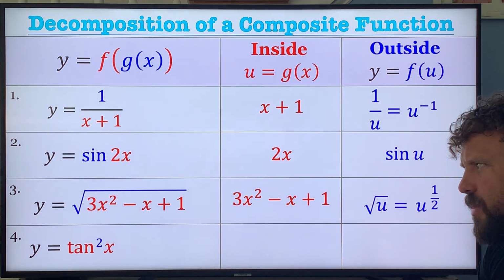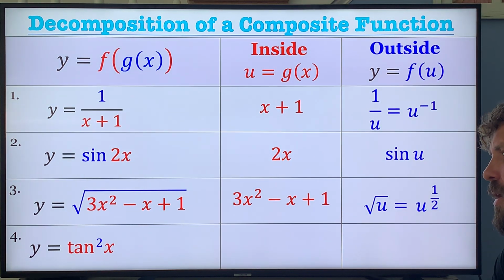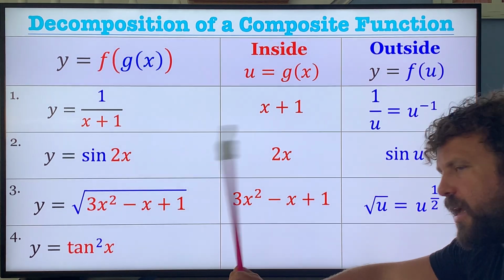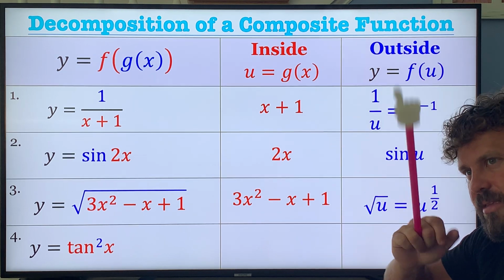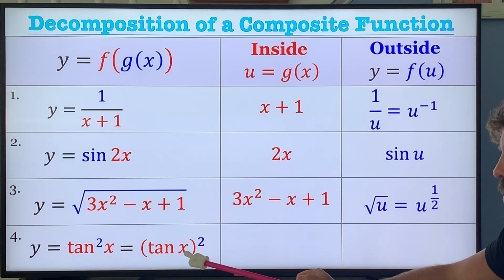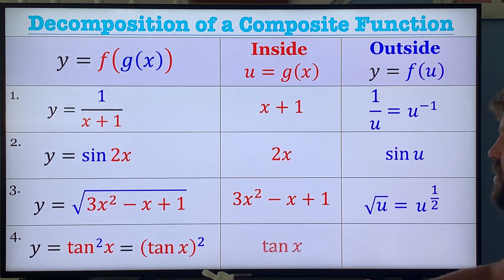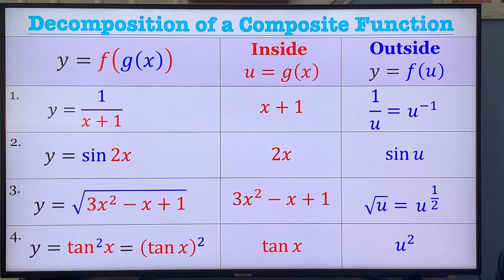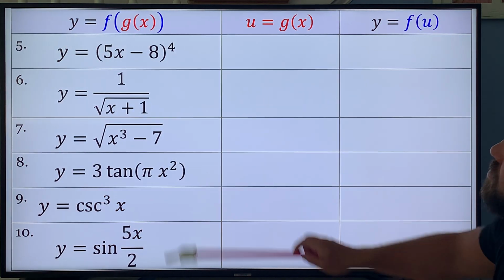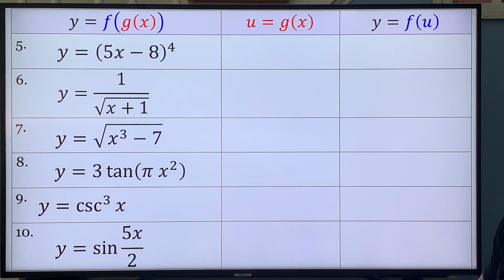Number 4 is a little tricky. You may say, why does he have tan red and the 2 blue? Well, tan squared x is the same as what? And I tried to make you guys remember this over and over. It's the same as tan x, the whole quantity squared, right? So my inside function is tan x, and my outside function is u squared, right? Better? But let's move on. So, there's the right colors. Blue thing. I gotta go fix that on my real lesson.